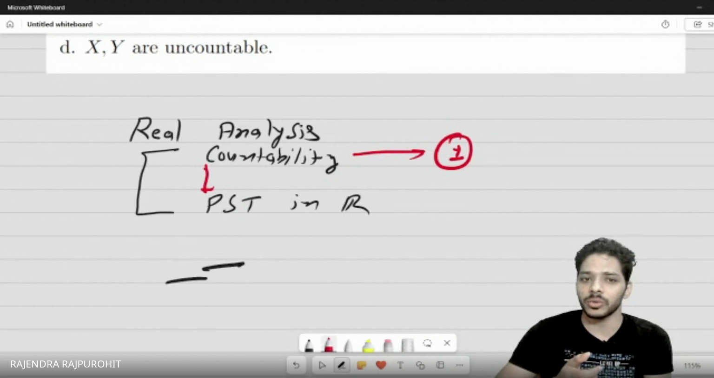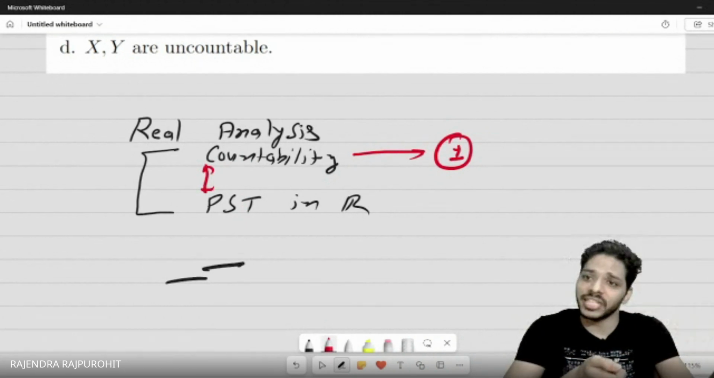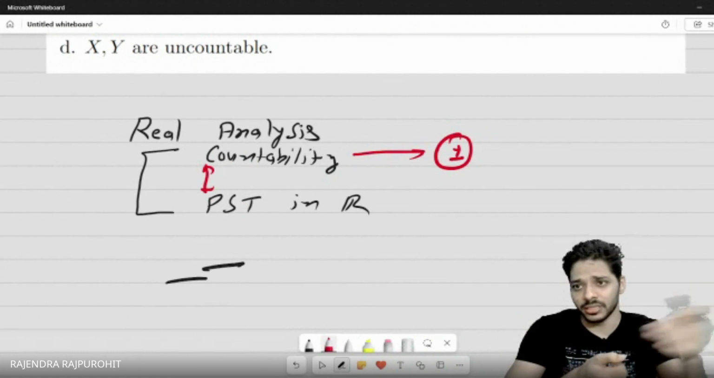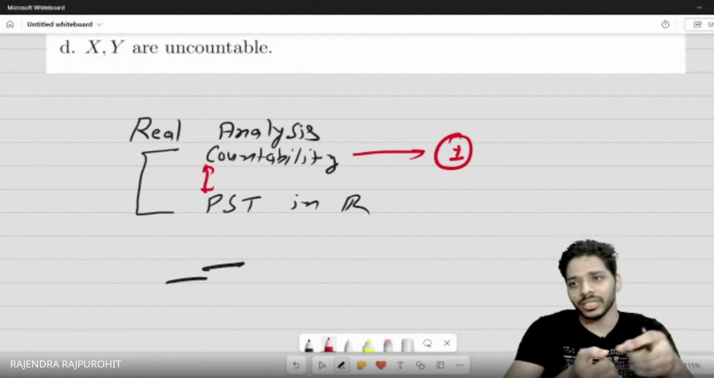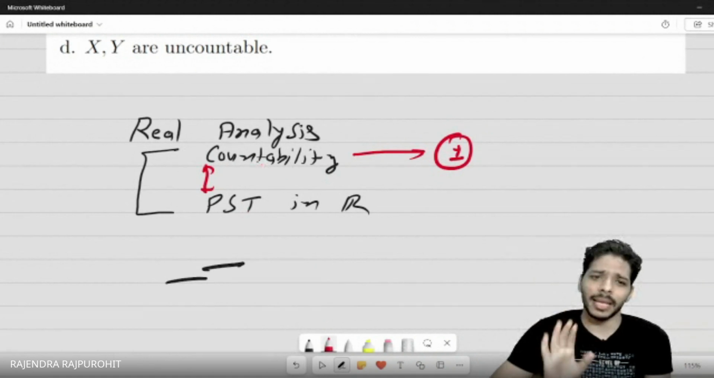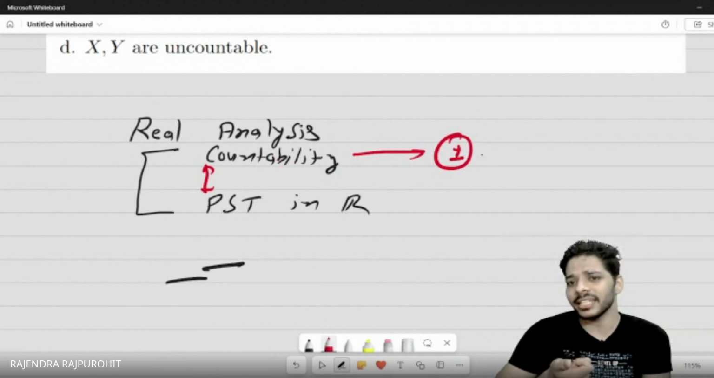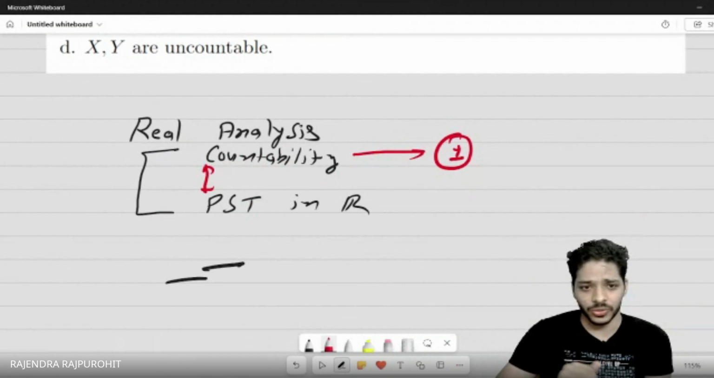In that case, you can count that question in both of them, like how many dense subsets you can find in R. That was a previous to previous year question in NET JRF. Like you can find countable, you can find uncountable, and something like that. So there is absolutely one question fixed from this particular topic. In a very rare scenario you can expect two, but one is for sure.